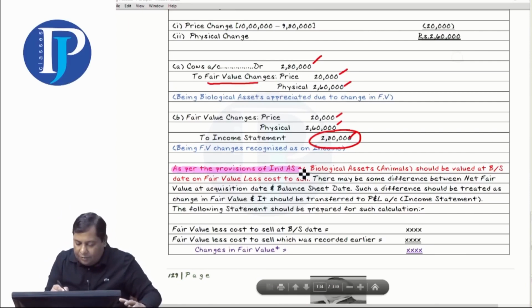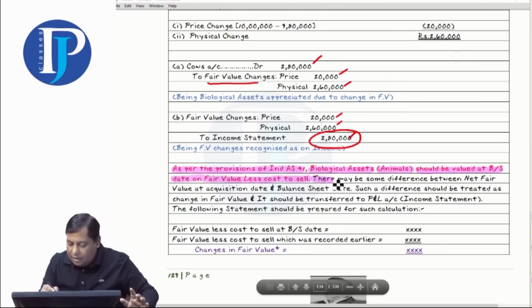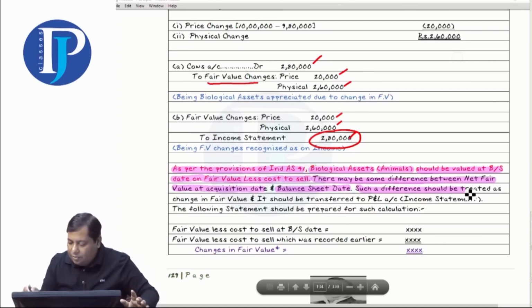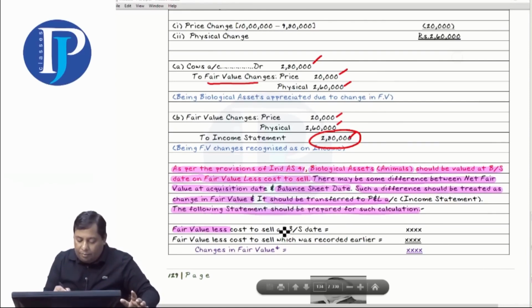As per the provisions of Ind AS 41, biological assets, meaning animals, should be valued at the balance sheet date at fair value less cost to sell. There may be some difference between the net fair value at acquisition date and the balance sheet date. Such a difference should be treated as change in fair value and transferred to P&L. The following statement should be prepared. Fair value at balance sheet date and fair value at acquisition, subtract both, we get changes in fair value.